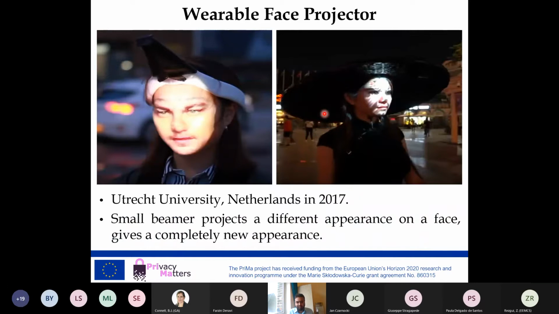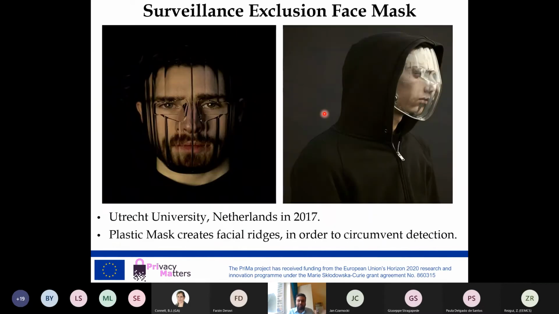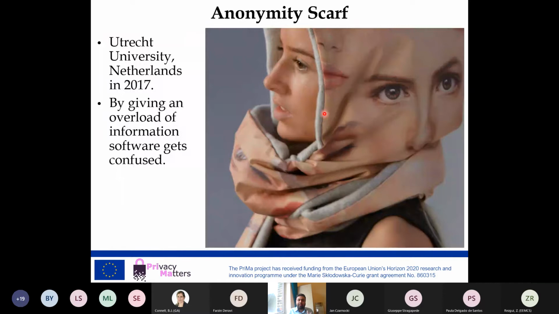There are more techniques. Some people in the Netherlands proposed the idea of wearing a headband with projectors. The idea was to project a light onto a human face to show a different face on the person. In this way, a person can protect themselves from surveillance cameras. This one is a plastic mask, which is also used to protect identity. And here you can see the anonymity scarf.